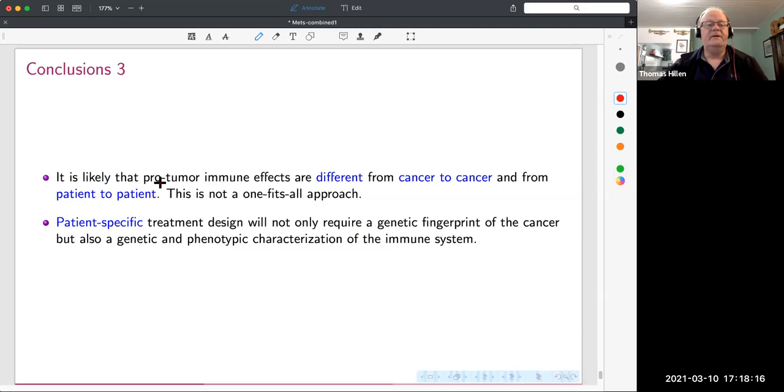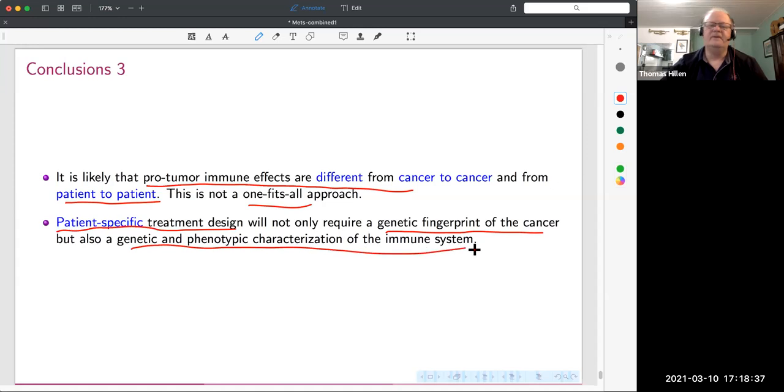However, the details of the pro-tumor immune effects are different from cancer to cancer and from patient to patient. And so this is not a one-fits-all approach. We would need a patient-specific use of this model. We need a genetic fingerprint of the cancer and also a genetic fingerprint of the immune system. And I think only if we have this together can we really make informed decisions about this.